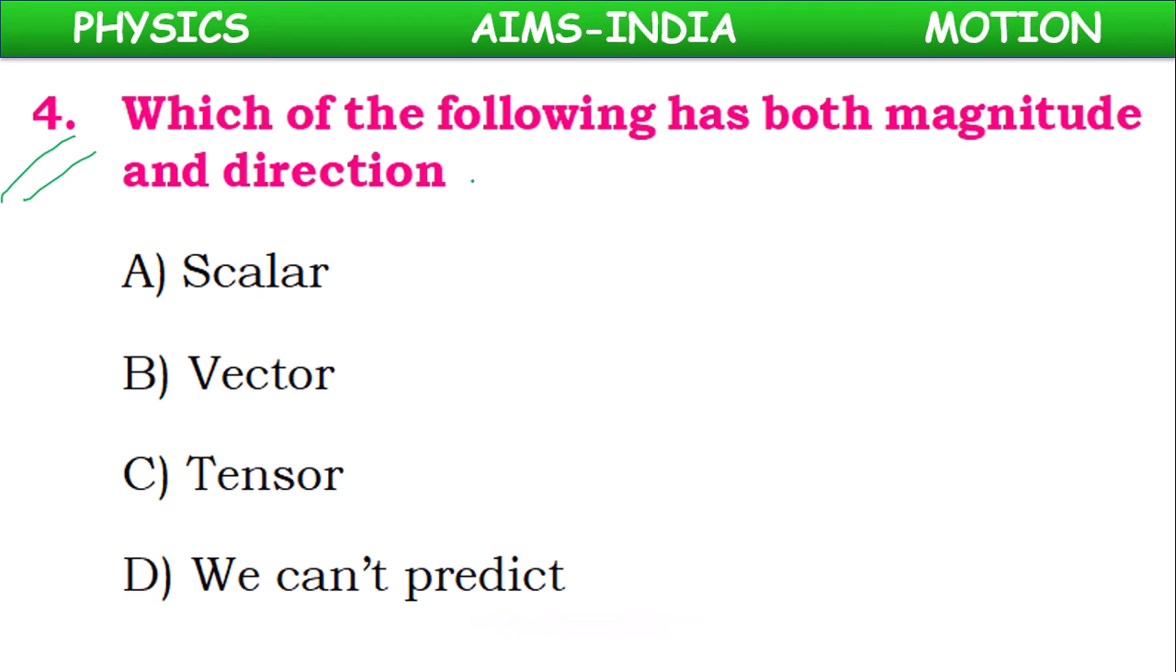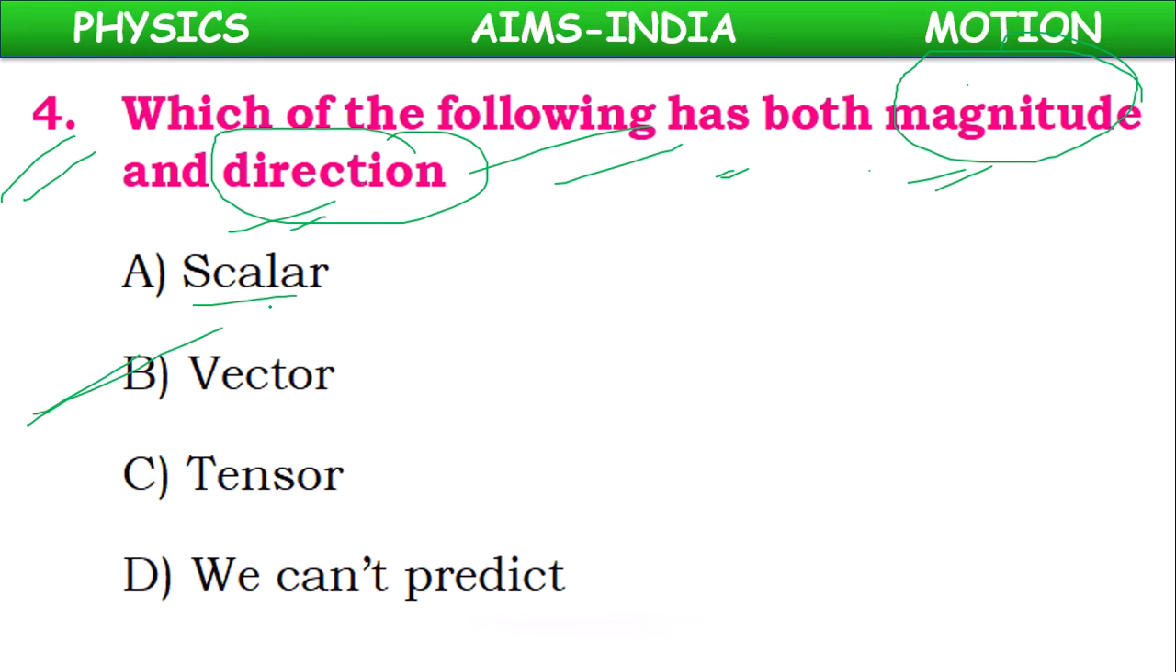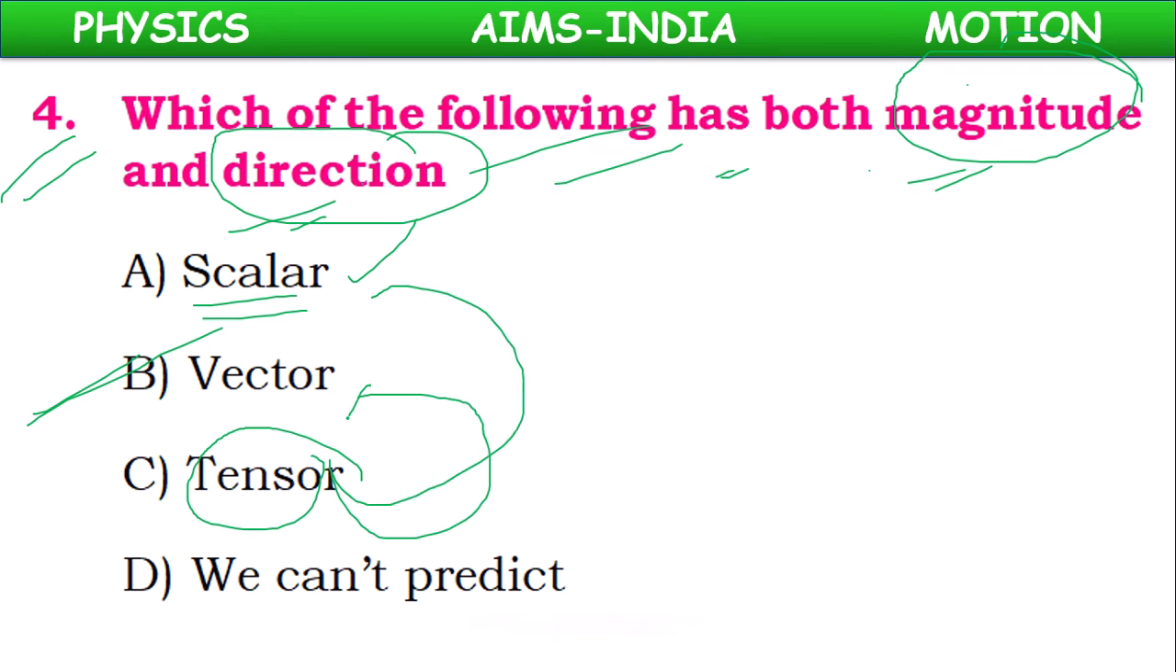Next, 4th question. Which of the following has both magnitude and direction? The physical quantity having both magnitude and direction is a vector. Scalar means it has only magnitude but no direction. Tensor means it sometimes acts like a scalar, sometimes like a vector. It is neither scalar nor vector. So the answer is only vector.